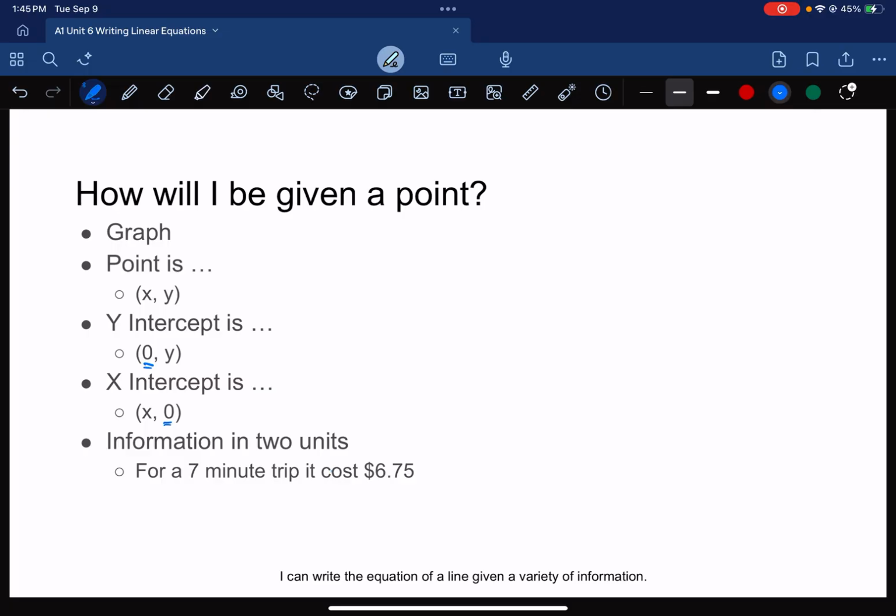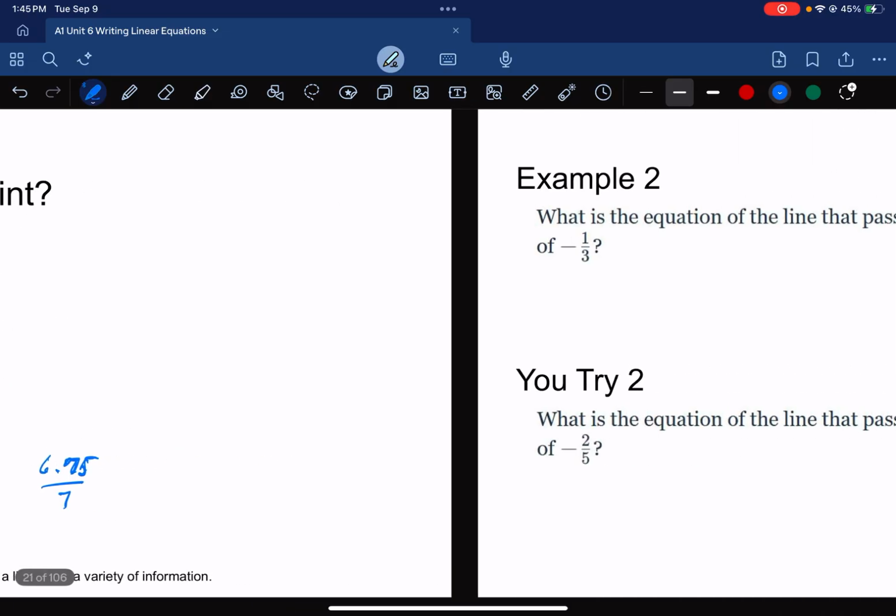Or sometimes in a story problem, they're comparing two things. In this case, like they're comparing the cost per minute of a trip. So in that case, cost is y and minutes is x in your slope. So this would be like 6.75 per 7 minutes. And that would be our slope that we would use in our equation. Okay? So lots to learn here.